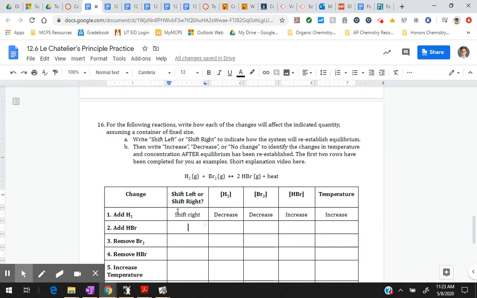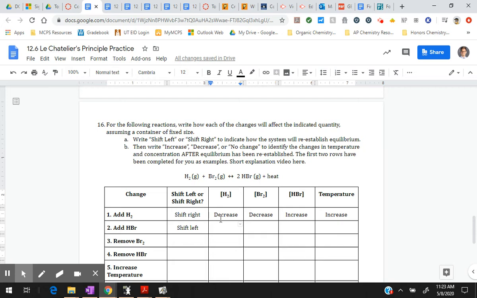If I apply the same idea to adding HBr, HBr is a product in this scenario. Adding HBr increases collisions between my product molecules. This increases the reverse rate of reaction, which means we're shifting left. So to summarize, shifting right means an increase in the forward reaction. Shifting left is an increase in the reverse reaction.